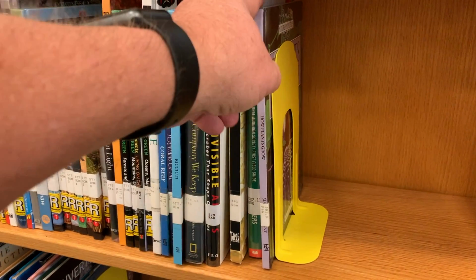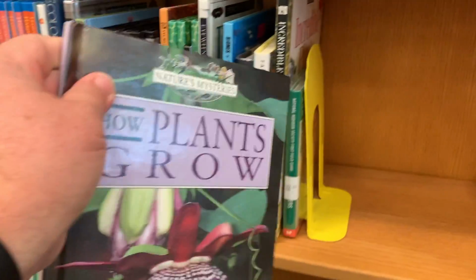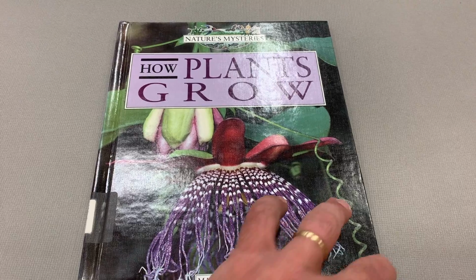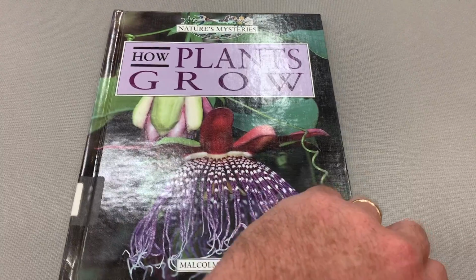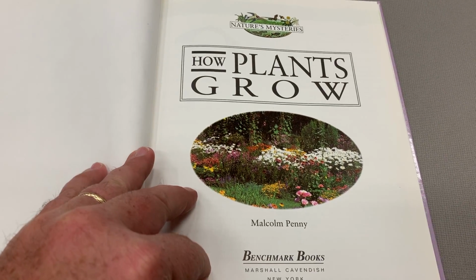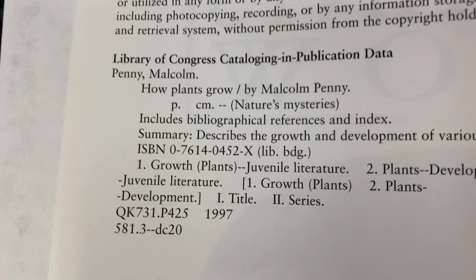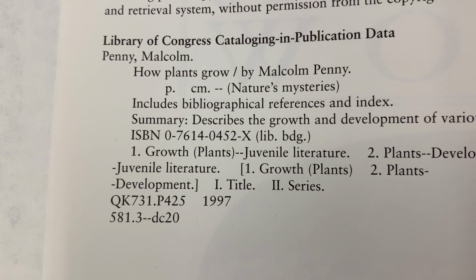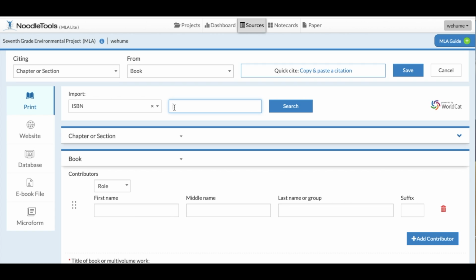Let's take a look at that book we used in our project. We took the book How Plants Grow off the shelf, and once we have that book, we open up the cover and we see something called the title page. Once you see the title page, turn one more page, and usually on the opposite side of the title page is all kinds of information about the book, and you'll notice one bit of information is called the ISBN. Here's how NoodleTools has made this very easy.